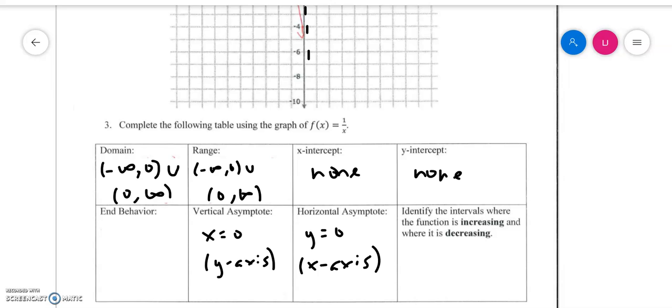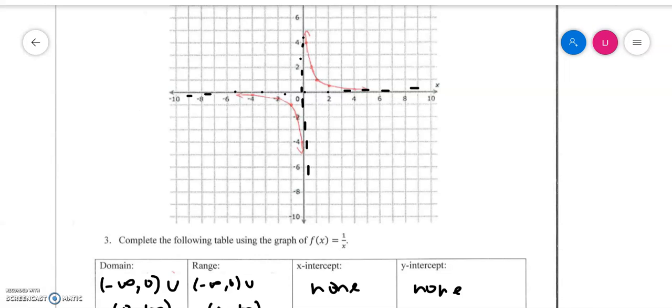And the last box I asked you to fill in was where is the function increasing and decreasing. So if you remember from Algebra 2, you read a function from left to right, and you have to decide, oh, is this function going up? If it's going up, then it's increasing. Or is it going down? Then it's decreasing. So I'm going to follow along the function from left to right.